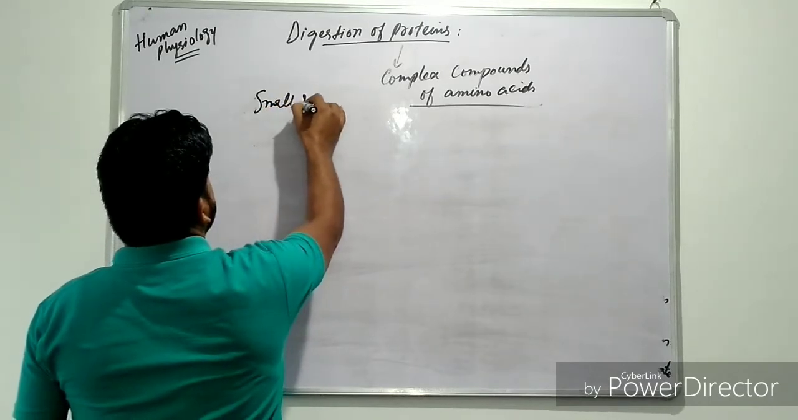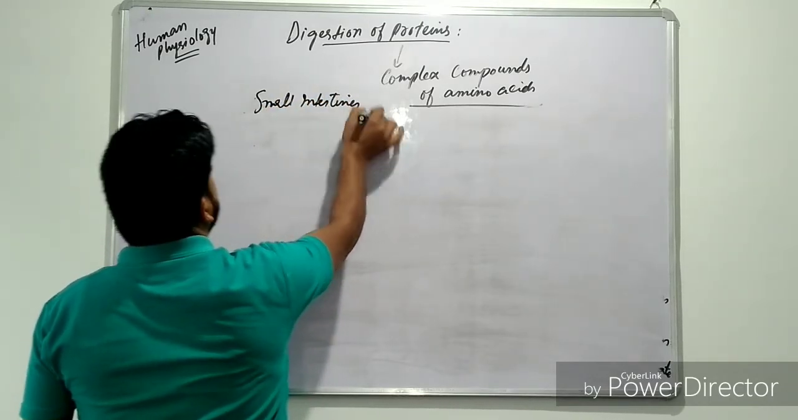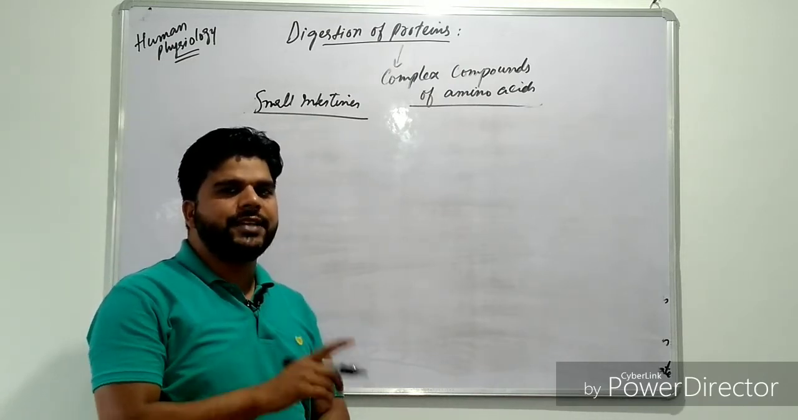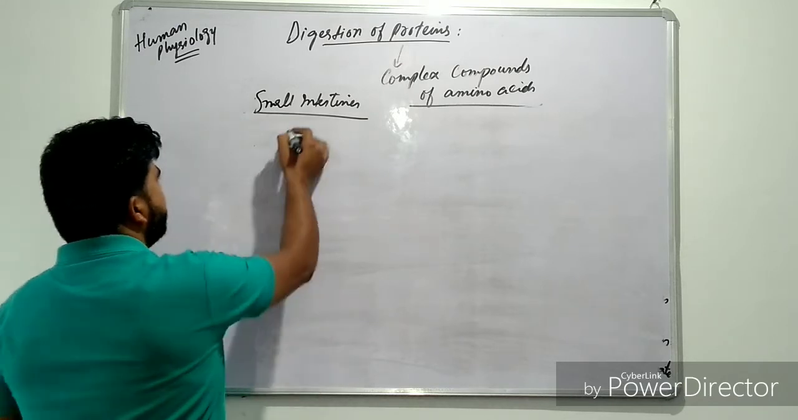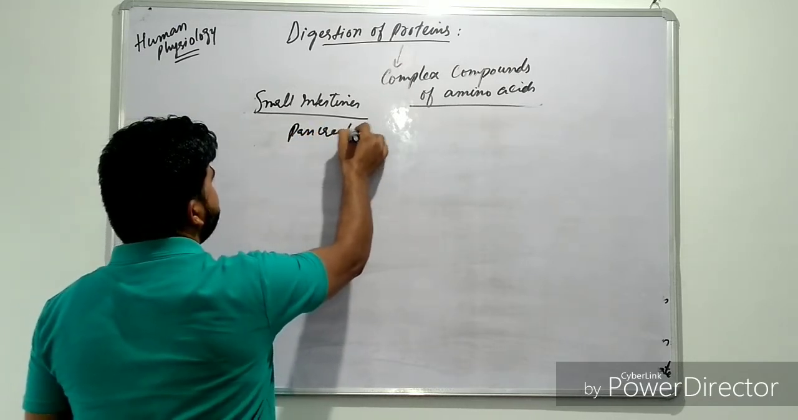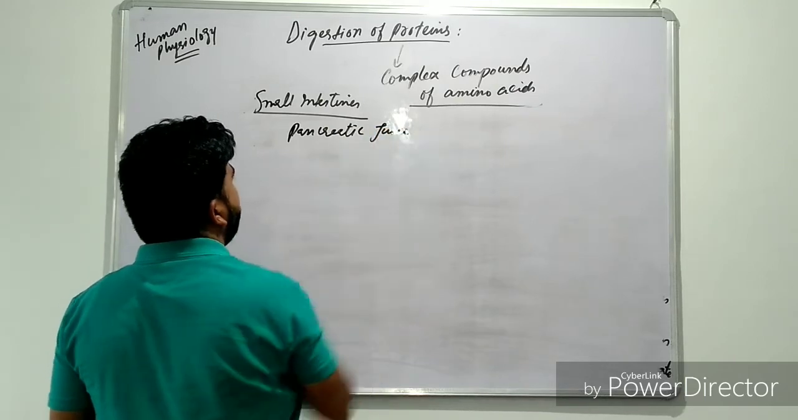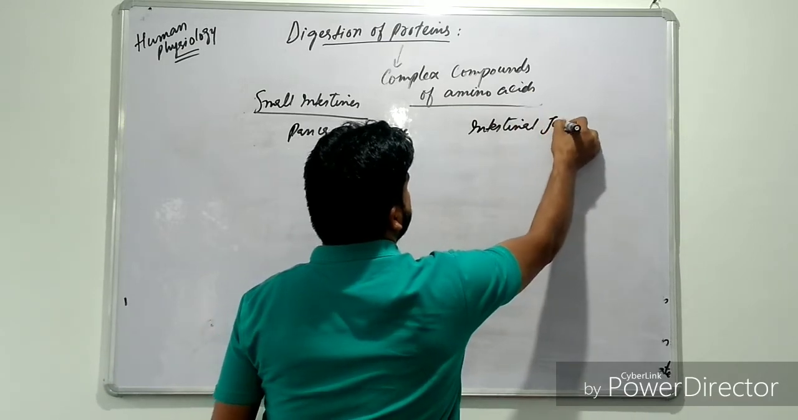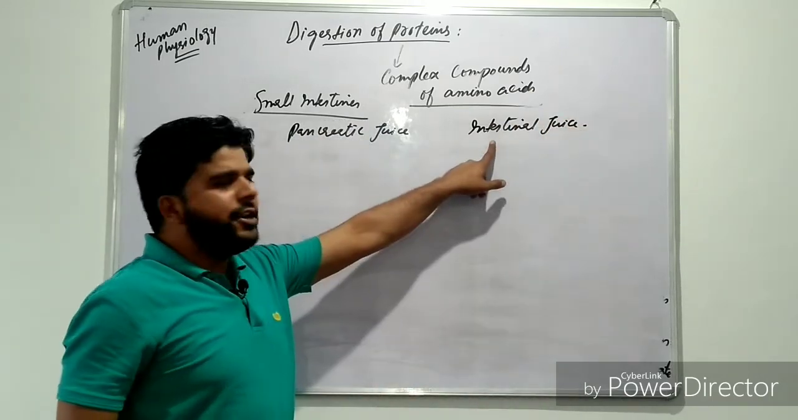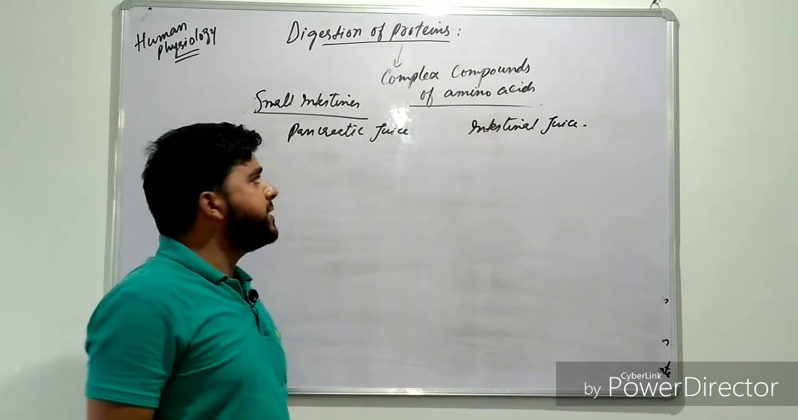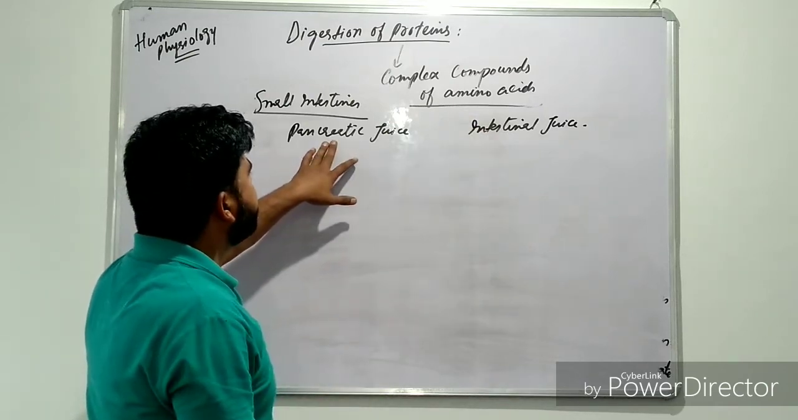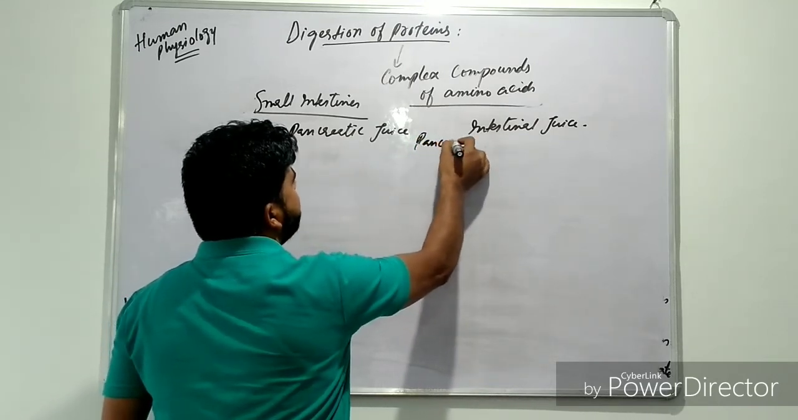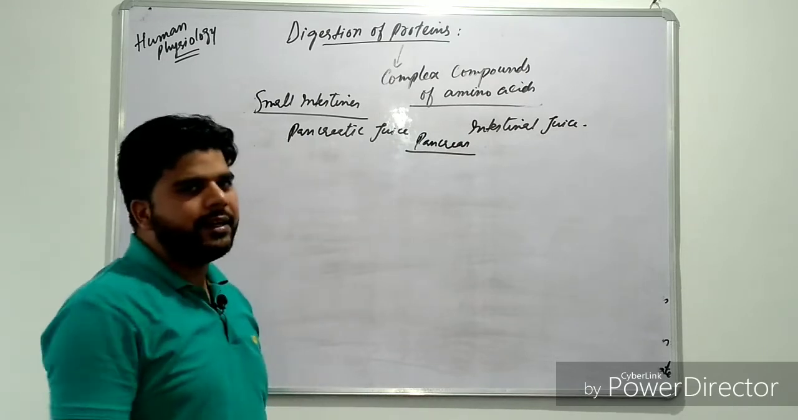Small intestines. In the previous video lecture, I told you that intestines contain two types of digestive juices. First one is pancreatic juice and second one is intestinal juice. Intestinal juice is produced by the small intestines themselves, while pancreatic juice is received by the small intestines from an important organ, that is pancreas, through hepatopancreatic duct.